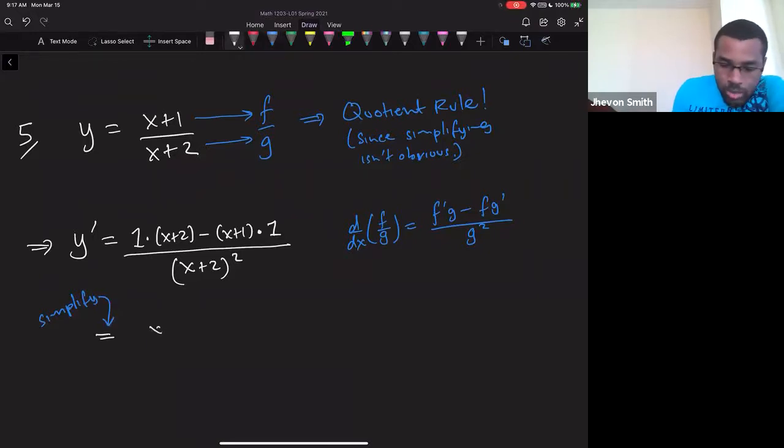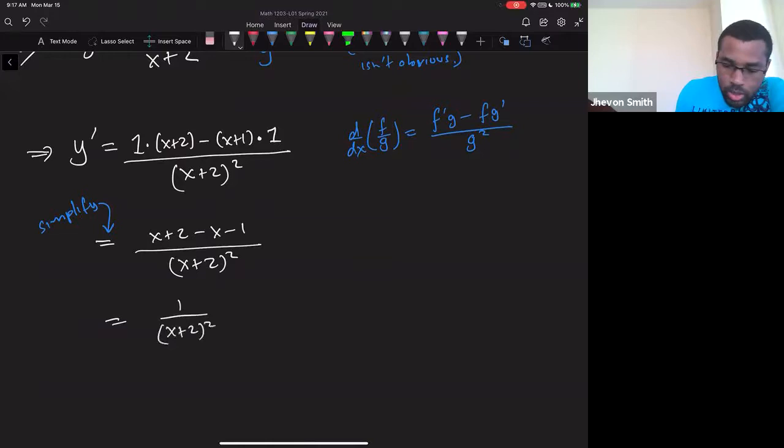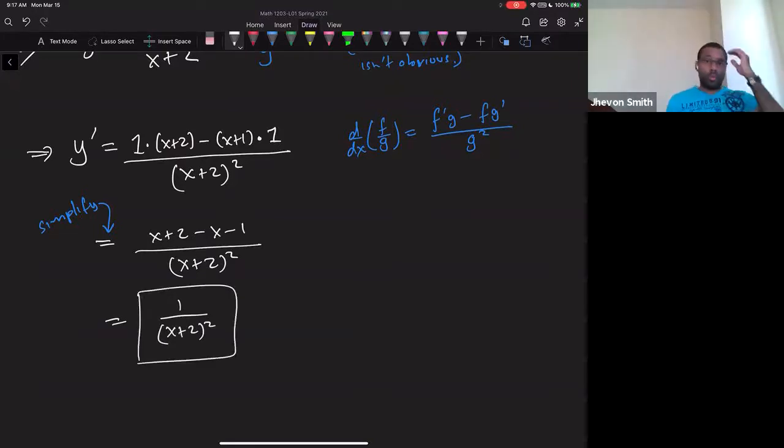So this would be x plus 2 minus x minus 1 over x plus 2 squared. And so that just becomes 1 over x plus 2 squared. Okay, so that's us applying the quotient rule.